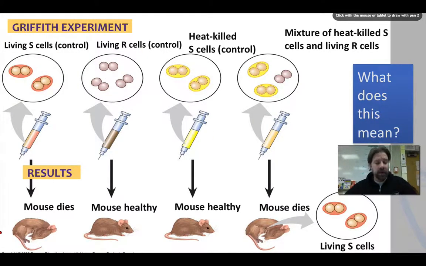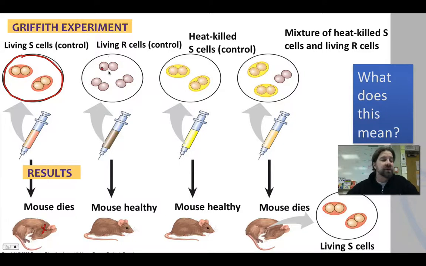So you can see here, he has living S cells, and these have a smooth appearance under the microscope, and that's due to the capsule that surrounds them. Now, this is a pathogenic bacteria. He injects it into a mouse, and the mouse winds up dying. There's also the other strain, the harmless strain, which we can call the control, and that strain doesn't have a smooth capsule. Instead, it looks kind of rough on the outside under the microscope. He injects this bacteria into the mice, and the mice live.